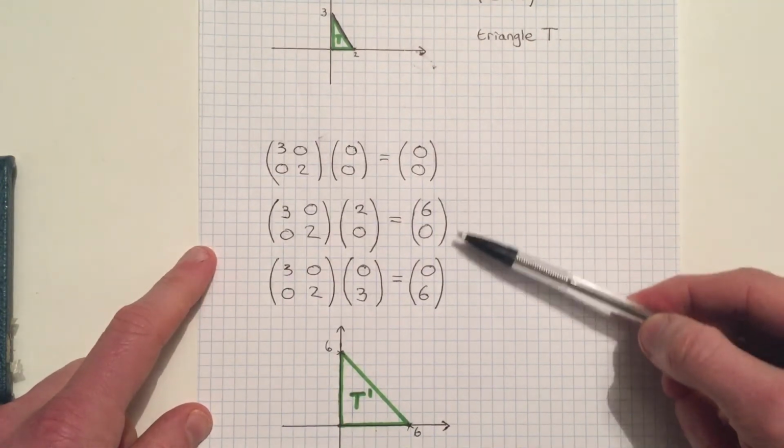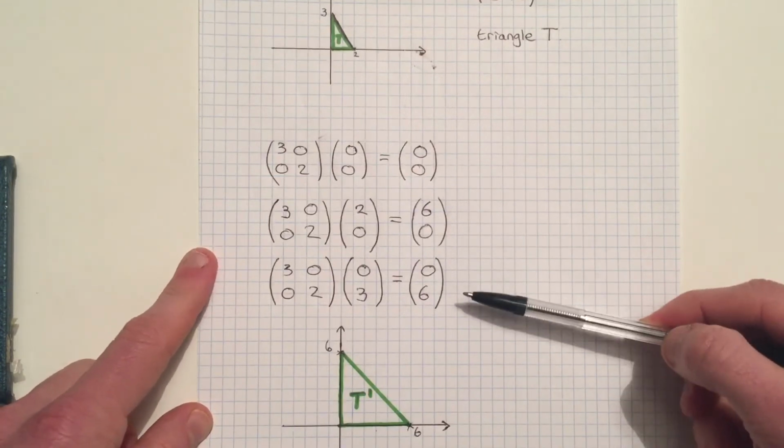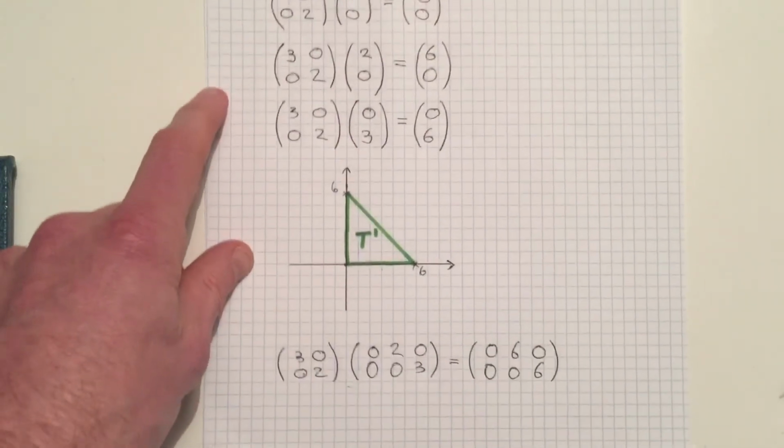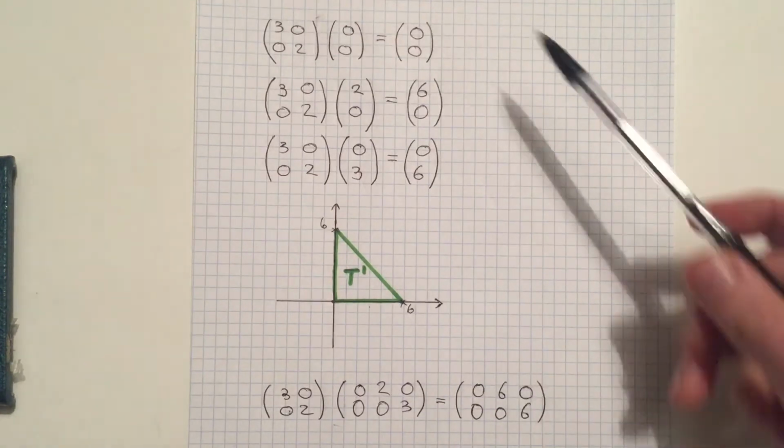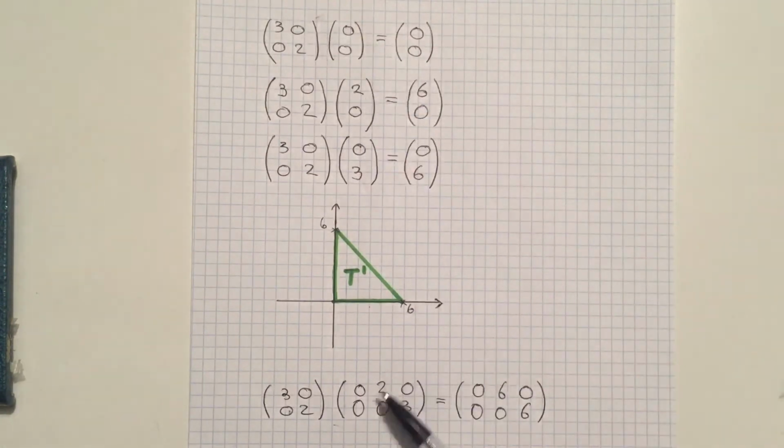By the way, I did this calculation in 3 different goes. I could have represented it all in one go by just combining those 3 coordinates into one matrix like that, and then if I multiply this transformation matrix by the coordinate matrix, I get the image coordinate matrix there.